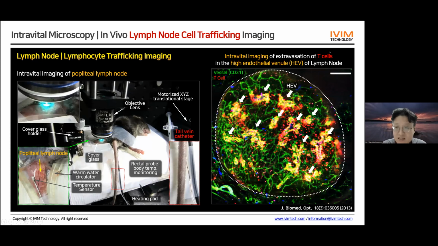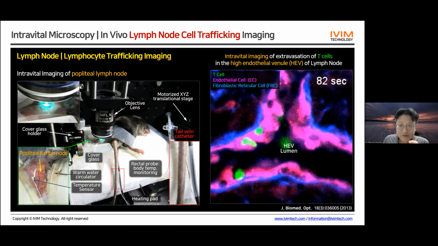As you can see, numerous red fluorescent T cells home to the lymph node, this particular popliteal lymph node, but they mainly still stay in a certain area inside the lymph node, which is called HEV, high endothelial venule. These arrows point out the high endothelial venules inside the popliteal lymph node. And as you can see, most of these T cells still remain around the high endothelial venules 1 hour after the injection.